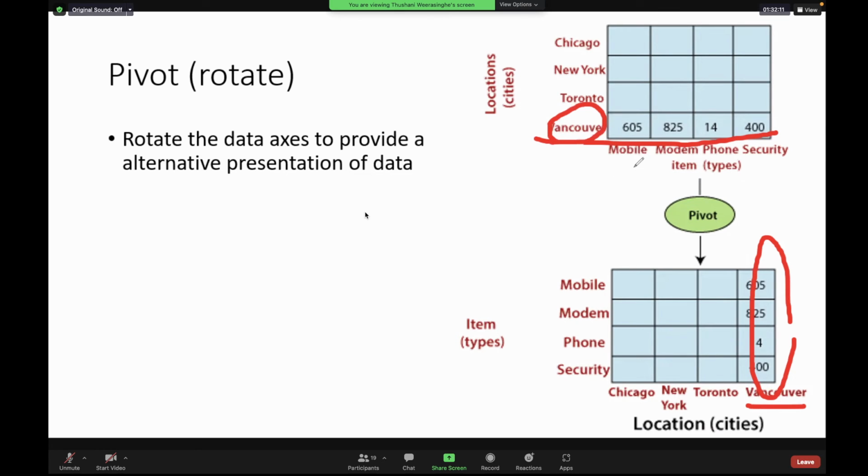And then with respect to mobile, modem, phone, security, you can see them here. The mobile one says 605, so this is there. It's correct, nothing has happened, just the representation of the data has been changed, so that you can look at it in a better way.